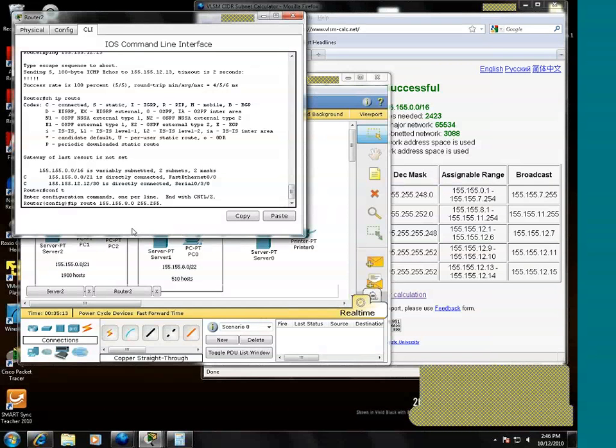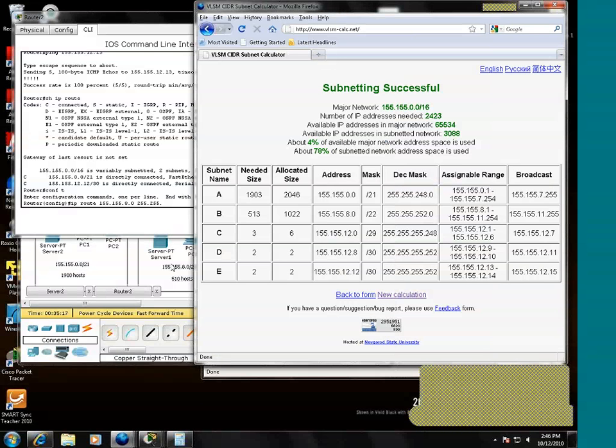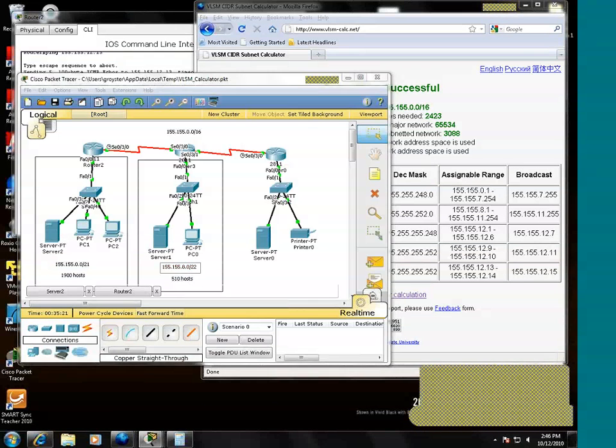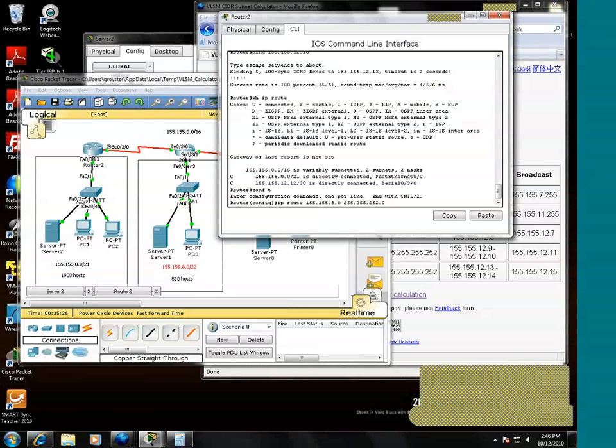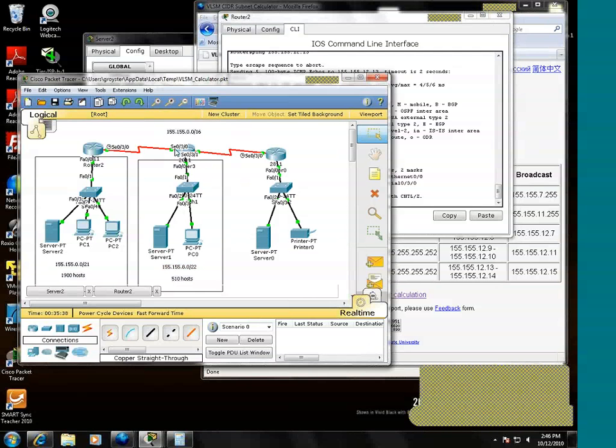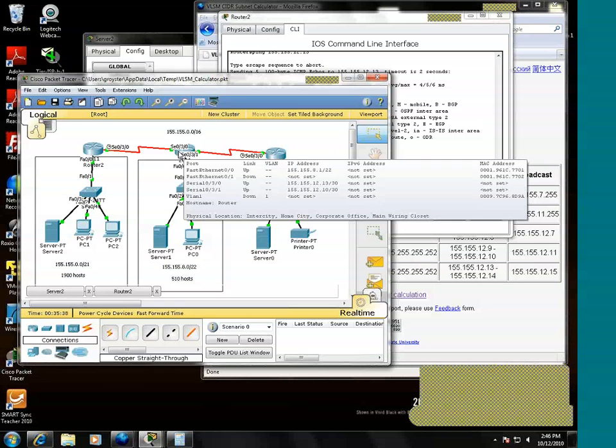It's a /22, so that equates to 255.255. How do we get 252? Yep. .0. Then I have to specify the next hop, which will be the next router en route to the destination, which would be the address assigned to this interface. And we said that address is, looks like it says it's 12.13.